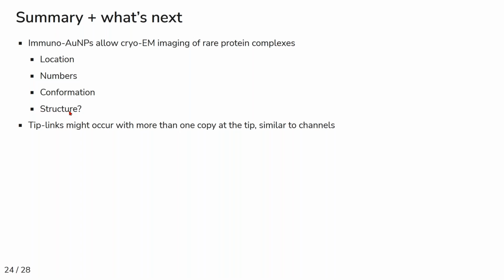But what we could find is data that suggests that tip links occur with more than one copy at the tip of stereocilia, similar to findings for the channel. So that really goes into the idea whether stereocilia in different hair cells might tune their electrical properties by modulating the number of copies of the tip link and the channels.